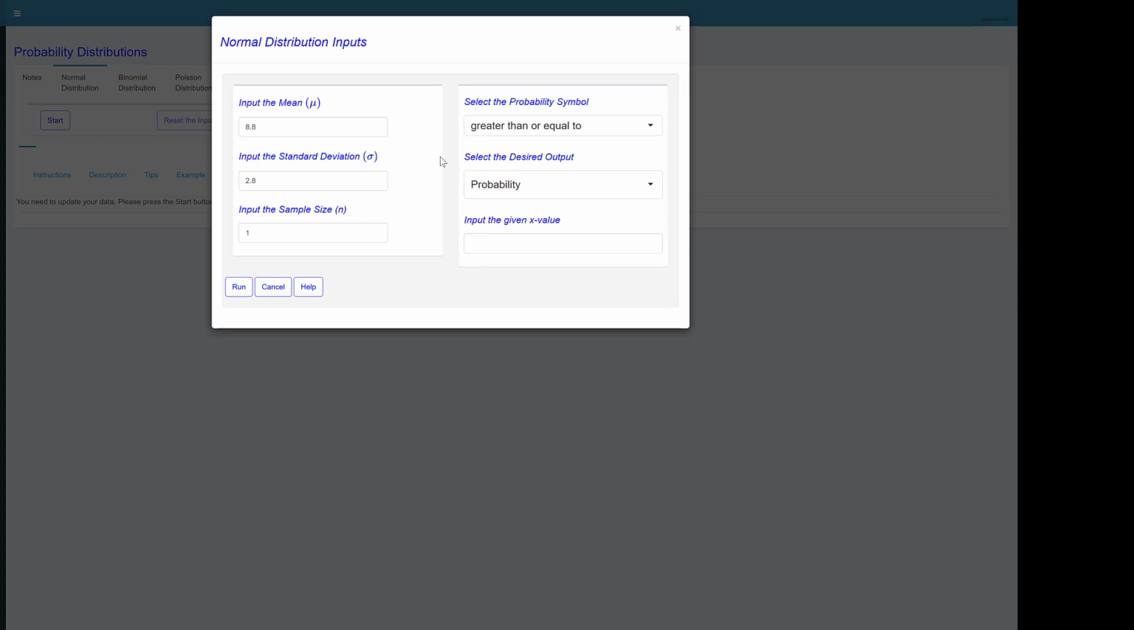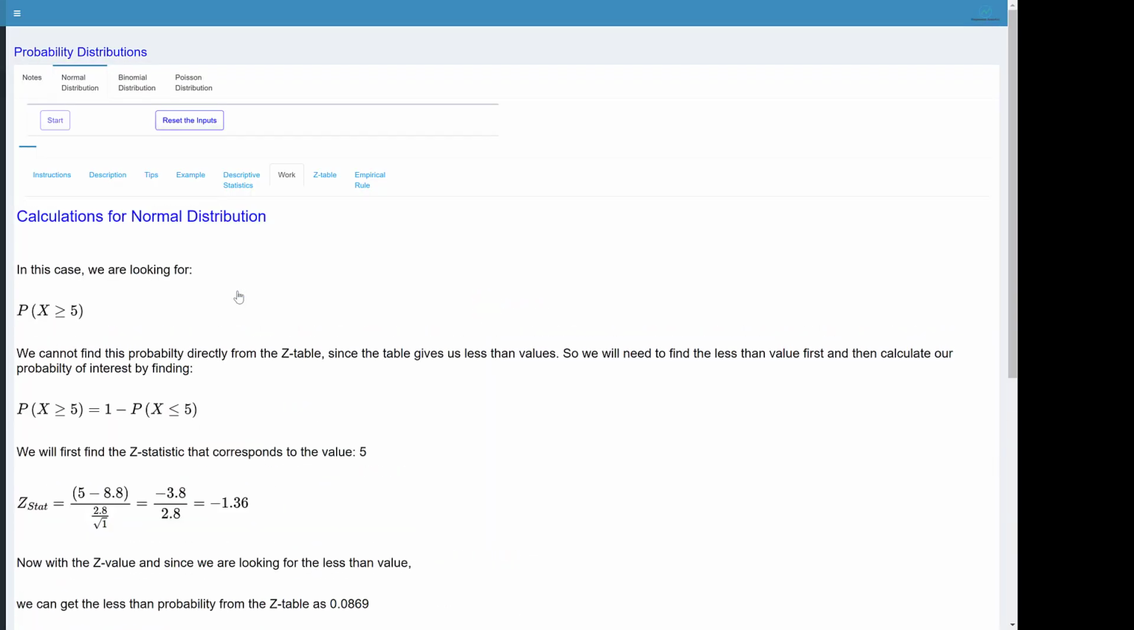The desired output is still a probability, but now what we'll put in here is 5. Again, take a minute to look this over to see how it all works. If you need to, pause the video. Now we'll click Run. And again, this will take us to the Work tab.